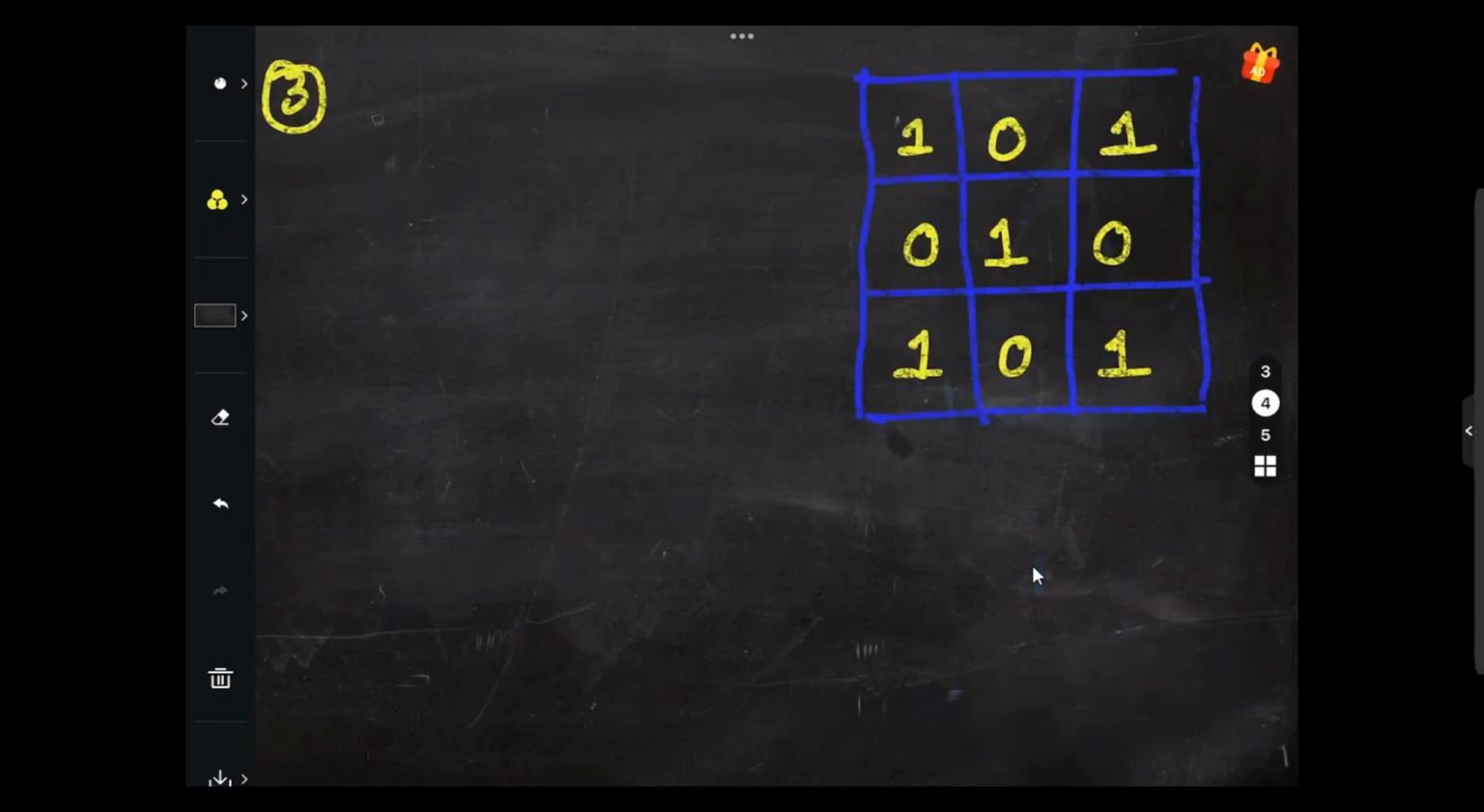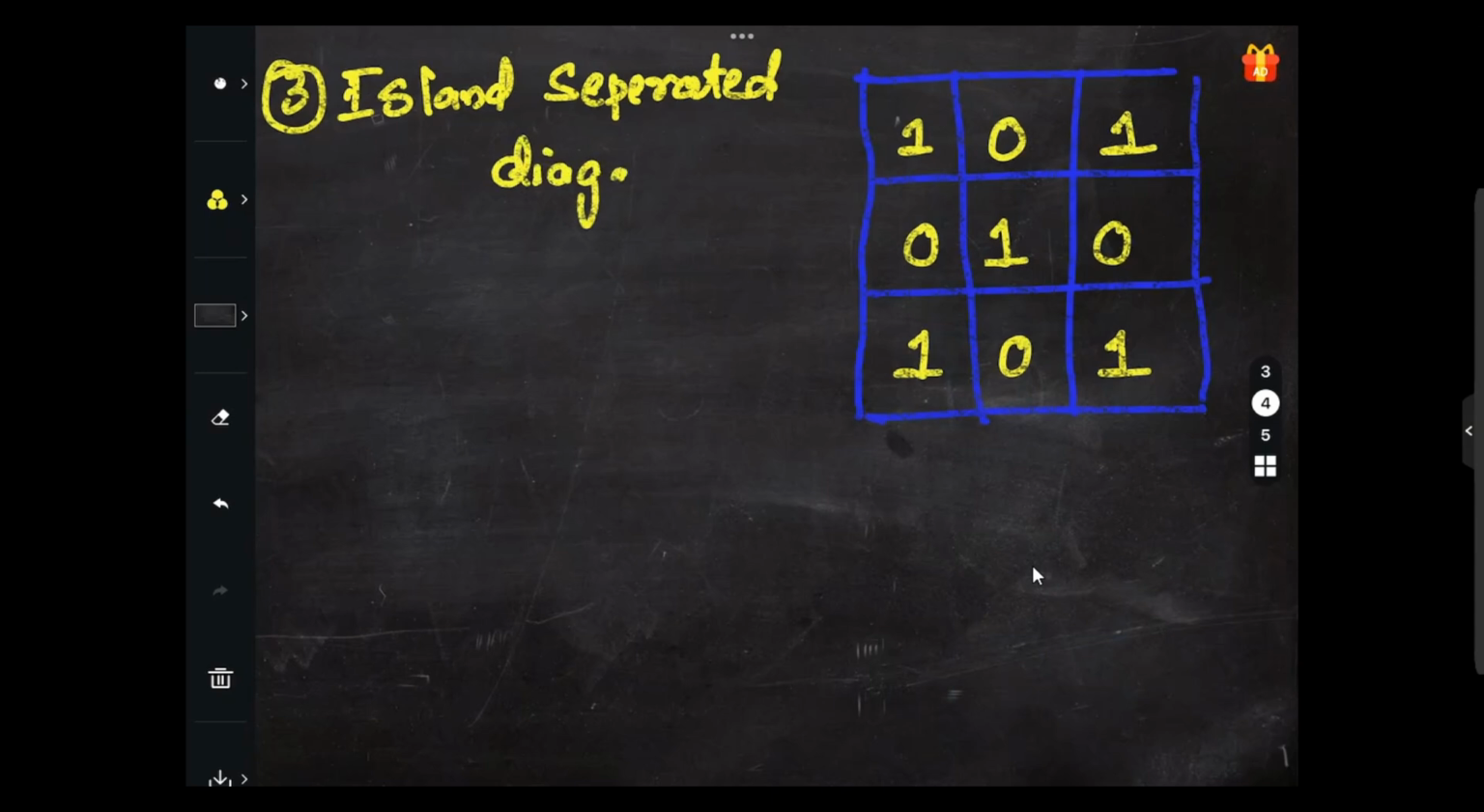Then finally, let's come to the third part. Islands separated diagonally here in this case. Island separated diagonally. This is fine. Island separated diagonally means we have diagonal ones, but we cannot consider diagonal. Either one has to be connected vertically or one has to be connected horizontally. So we cannot consider the diagonal ones.